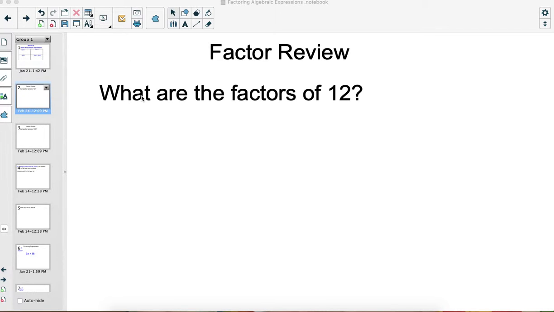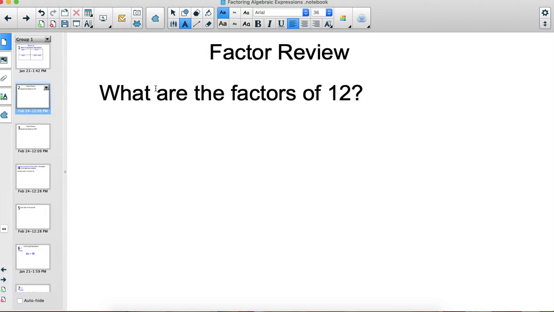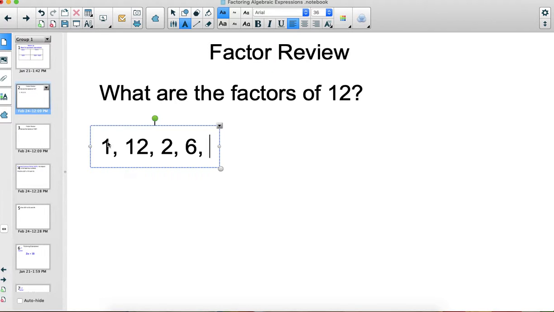So a factor is a number that multiplies to make whatever product you're trying to get. For example, 12. What are the factors of 12? One way to do this is, you go 1 and 12. 1 times 12 is 12. It's an even number, so I know 2 goes into it. 2 times 6. 3 goes into 12. 3 times 4. And that's it. Those are the factors.